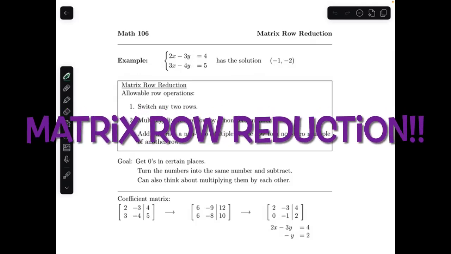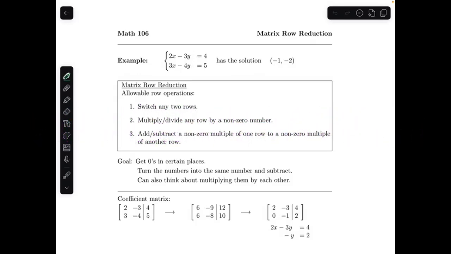Hey everybody. In this video we're going to be talking about a different method to solve these systems of equations. So let's start with this example. Here's a system of equations and I'm telling you that it has this solution, -1, -2.